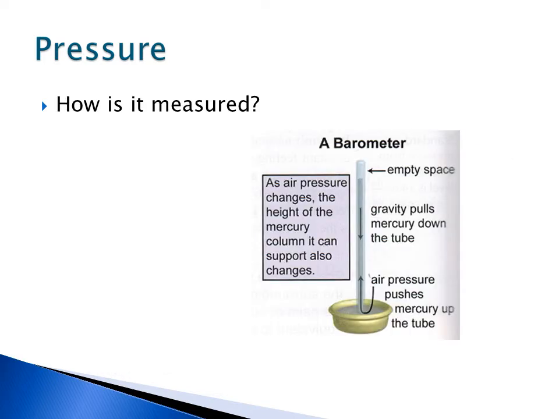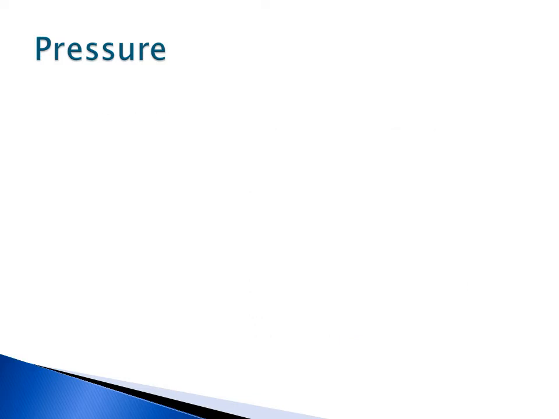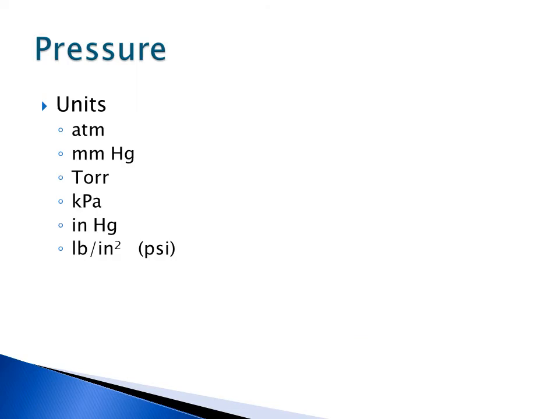We measure pressure using a barometer. That's an old-fashioned way where we can look at how the air pressure will push mercury up a tube, and that will help us measure the air pressure in a room. Units that we use include atmospheres, millimeters mercury, harkening back to the barometer, torr, kilopascals, inches mercury, or pounds per square inch, also called PSI. In this class, we use primarily atmospheres, or the atm abbreviation.